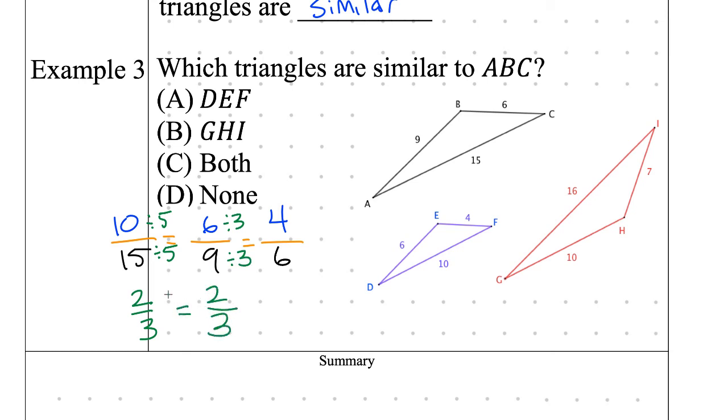Oh, okay, so far so good. Let's check this last one. Divide by 2, divide by 2, 4 divided by 2 is 2, 6 divided by 2 is 3, and hey, all of them are the same fraction. So we can say, we'll give ourselves a blue check. That one worked. Now we have to check the red one.